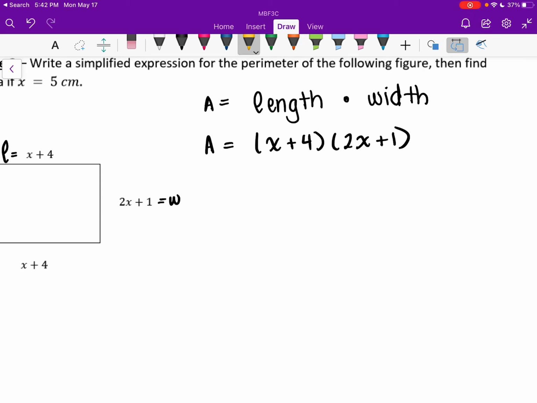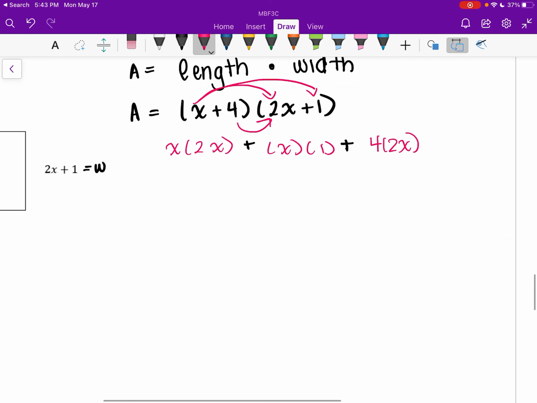So what we're going to do is actually multiply them out. So let's do x times 2x plus x times 1 plus 4 times 2x. And this is just what we've already been doing. Plus 4 times 1. Right, and let's go in and simplify.